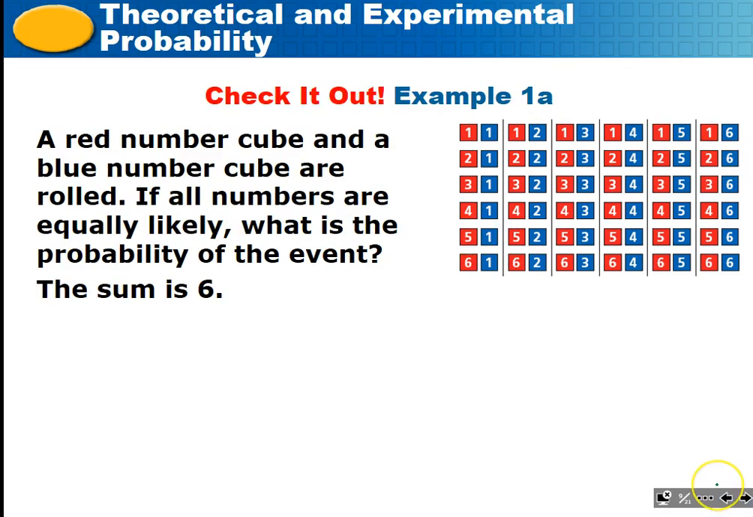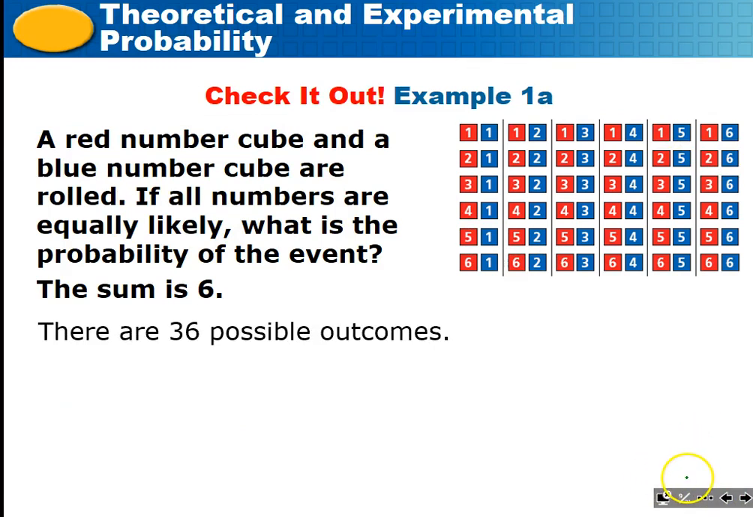Okay, so a red number cube and a blue number cube again are rolled. Our possible outcomes are 36 again. So if all numbers are equally likely, what is the probability of the event of the sum of 6? Now this time we're going to add them together to get a total of 6.